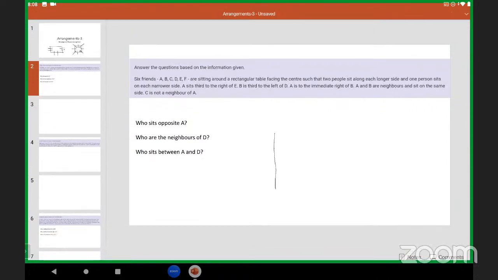So it's a rectangular table. Point number one: there are six friends A, B, C, D, E, F facing the center. So everyone is facing the center, such that two people sit along each longer side and one person sits on the narrower side, which means two people sit over here and one person on the narrower side, and two over here, two over here, and one on the narrower side, which makes a total of six.